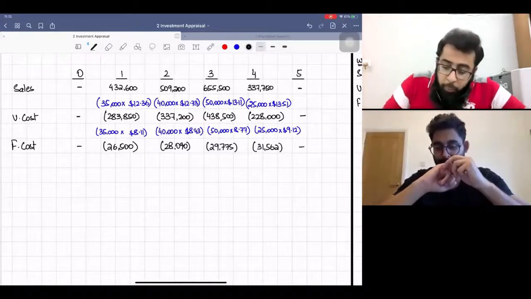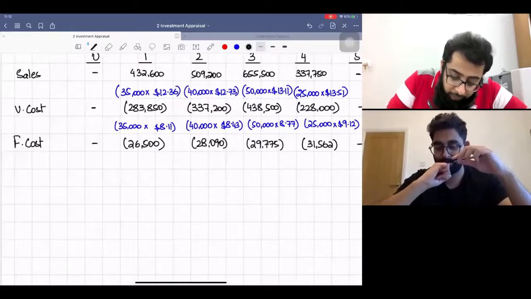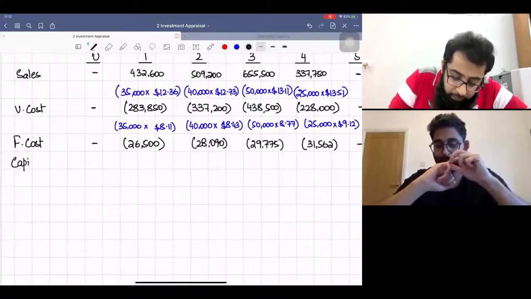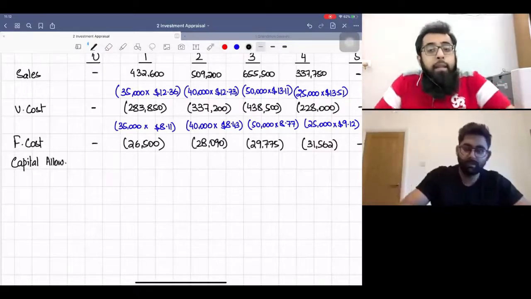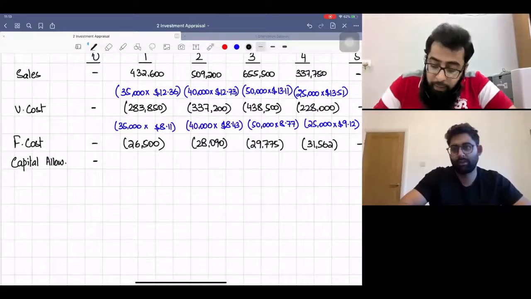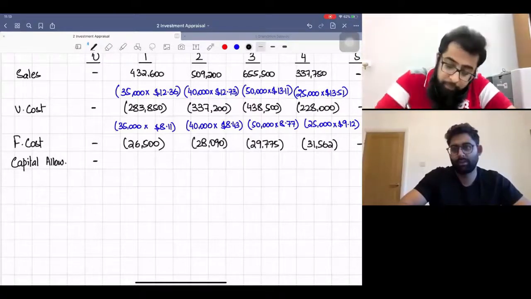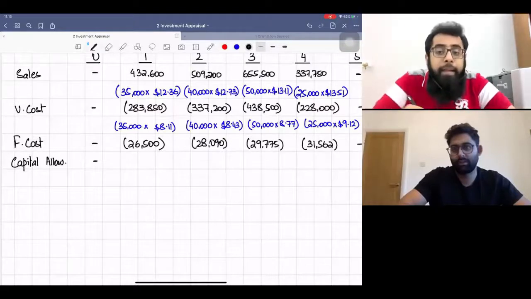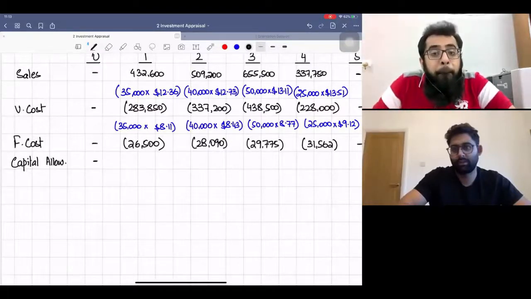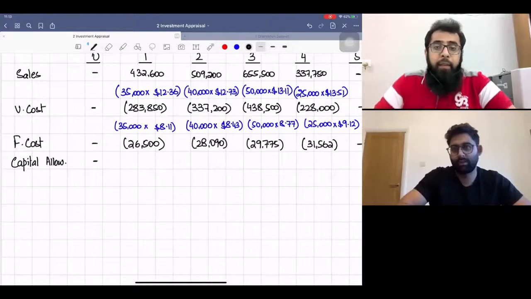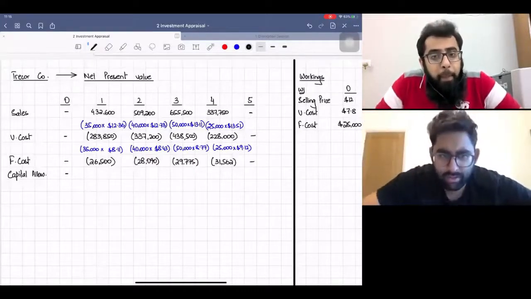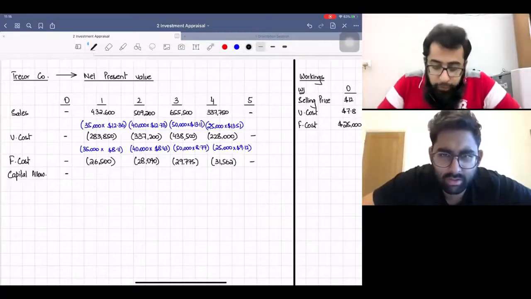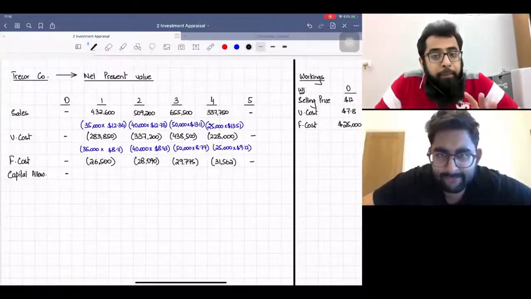Now what you will include is the impact of capital allowances in it. Now the question is: is the capital allowance a relevant cash flow? Yes or no? No. So why do we consider it while calculating NPV?